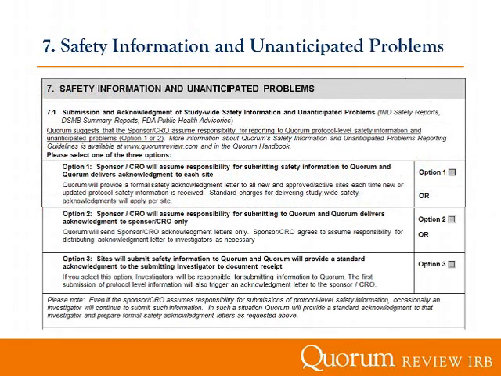Section 7 of the CSQ deals with safety information and unanticipated problems. 7.1 concerns submitting safety information to Quorum. Please note that there are 3 options to this question. If you choose option 1, where Quorum will deliver acknowledgments to each site, keep in mind that there is a per item cost, and we do charge per site to perform this service. Options 2 and 3 do not render a charge from Quorum. However, it would be the sponsor, CRO, or investigator's responsibility for distributing the information.